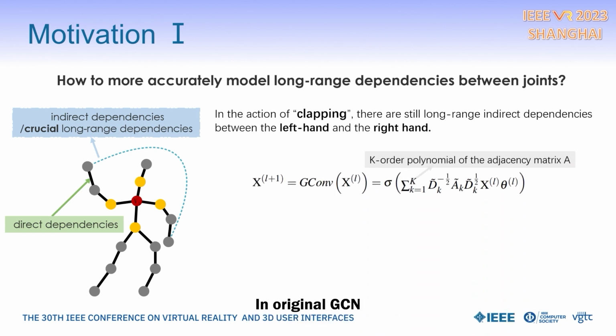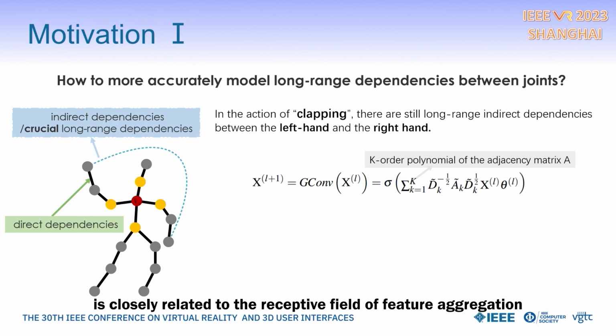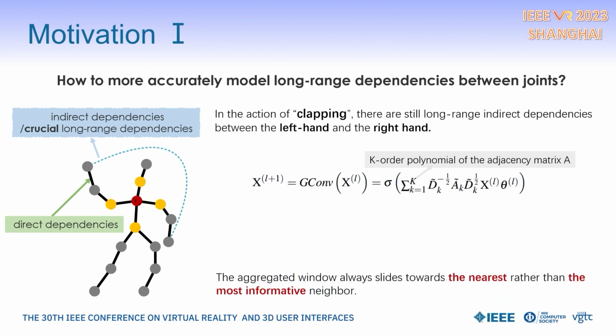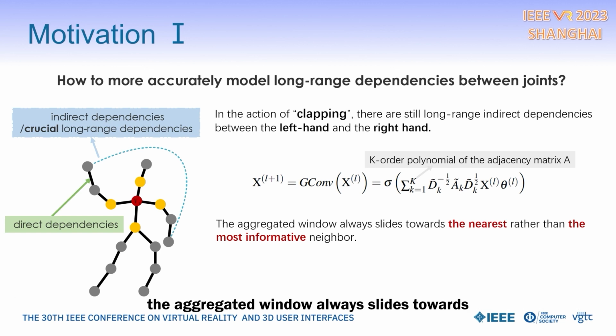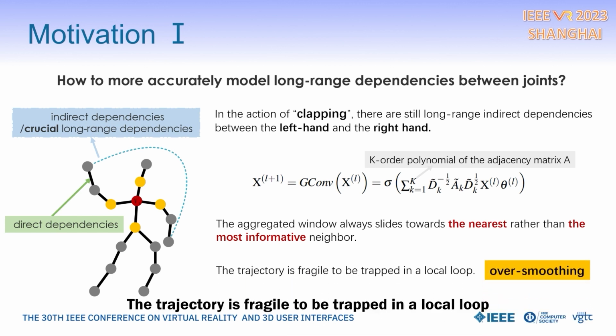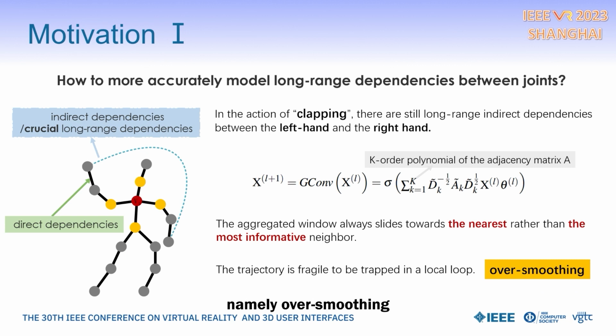In the original GCN, the k-order polynomial of the adjacency matrix A is closely related to the receptive field of feature aggregation. Although it seems that the order k can be tuned to capture long-range dependencies, the aggregated window always slides toward the nearest rather than the most informative neighbor. The trajectory is fragile and easily trapped in a local loop, namely oversmoothing. As a result, stacked graph convolution operators are unable to model long-range dependencies robustly.